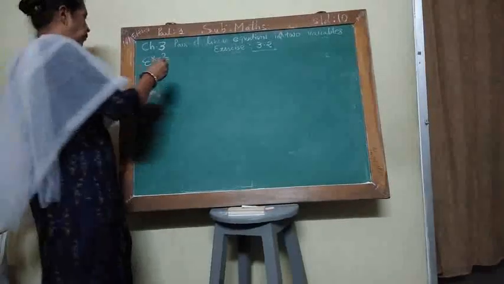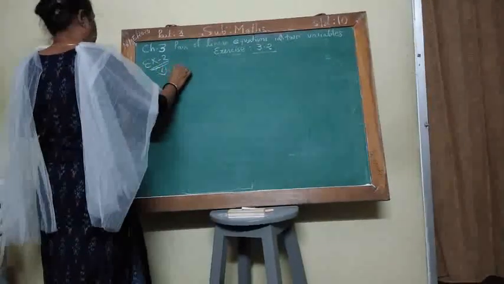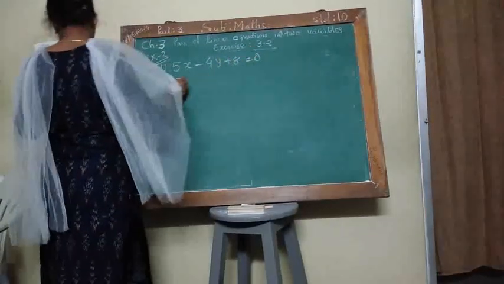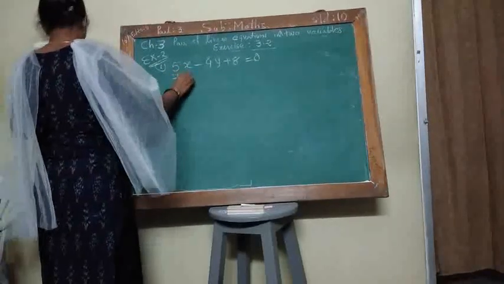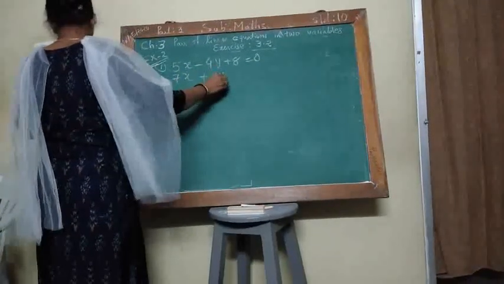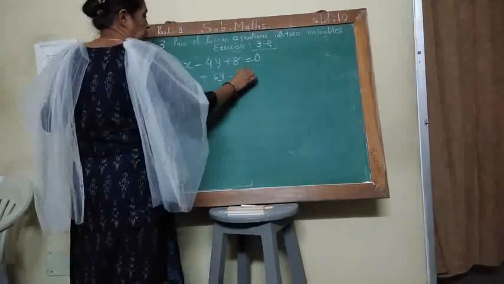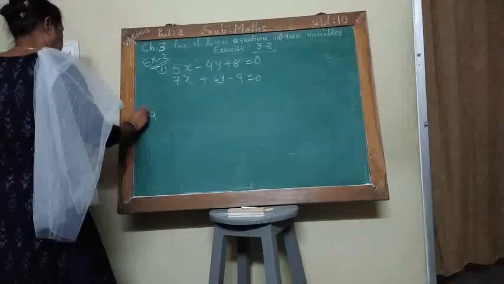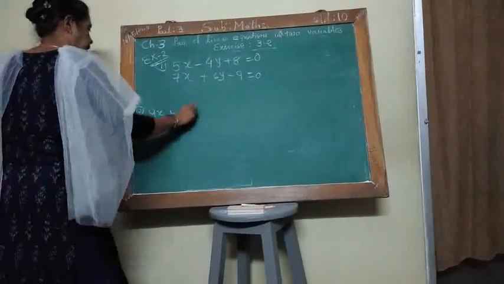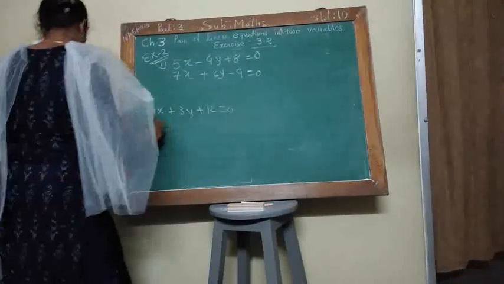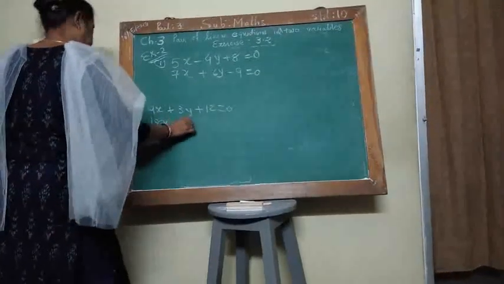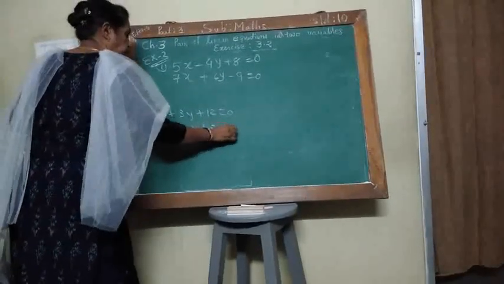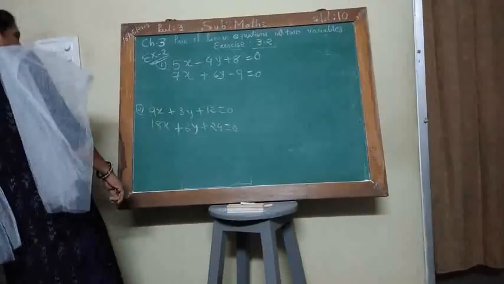So the first question is like this: 5x minus 4y plus 8 equal to 0. Second equation: 7x plus 6y minus 9 equal to 0. Second pair: 9x plus 3y plus 12 is equal to 0, and 18x plus 6y plus 24 equal to 0. Okay, first I do the sums.